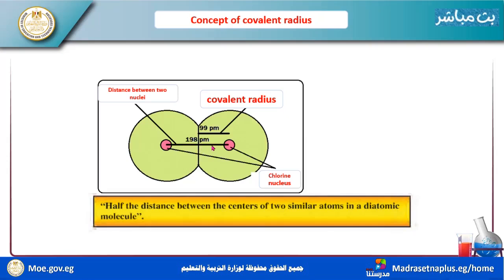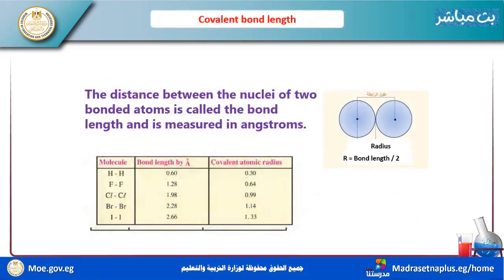Okay, you can calculate the half distance. The half of the distance is the radius. So this is the distance between the centers of two similar atoms in the diatomic molecule. Now we can calculate the radius of any diatomic molecule by using this idea. This is called covalent radius.